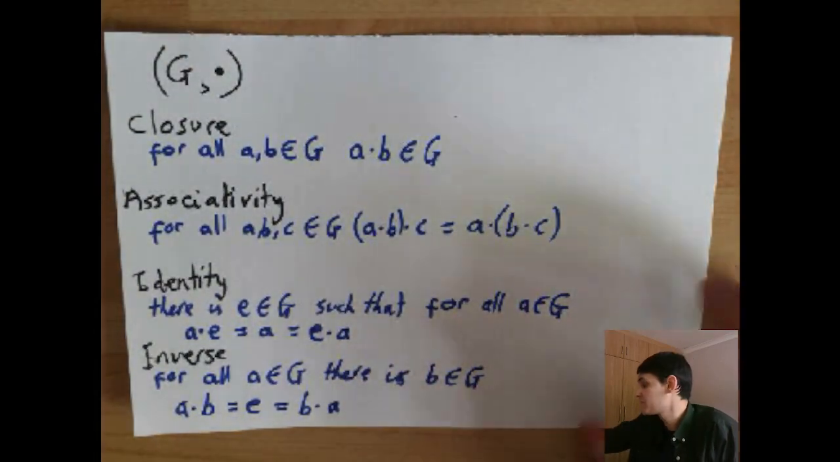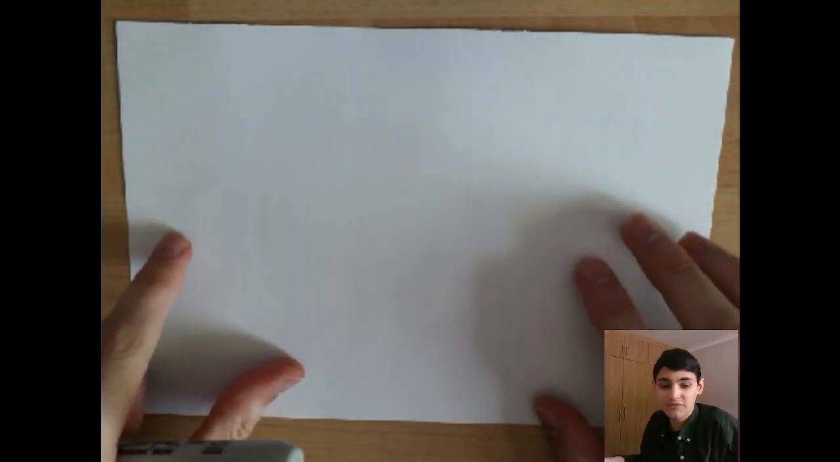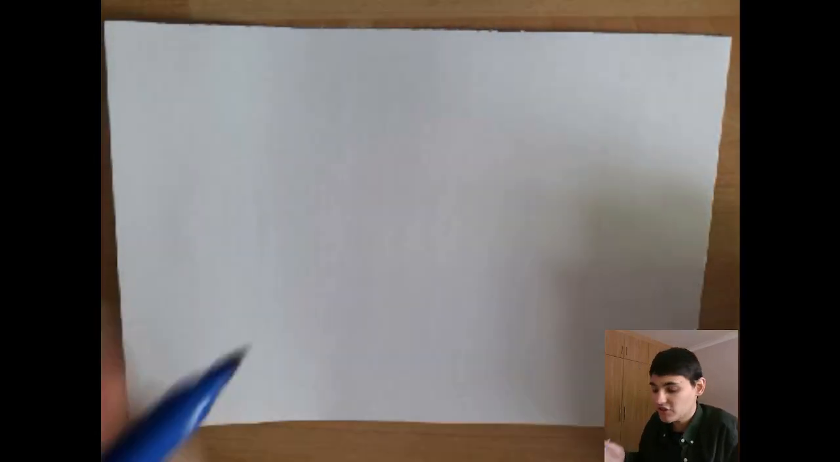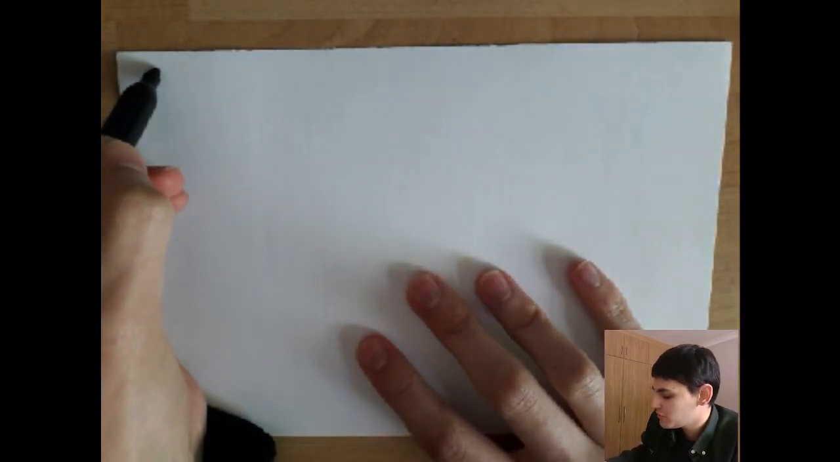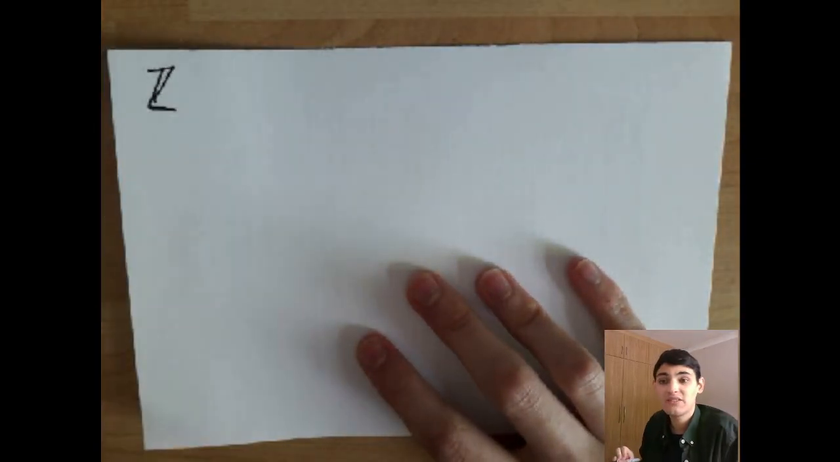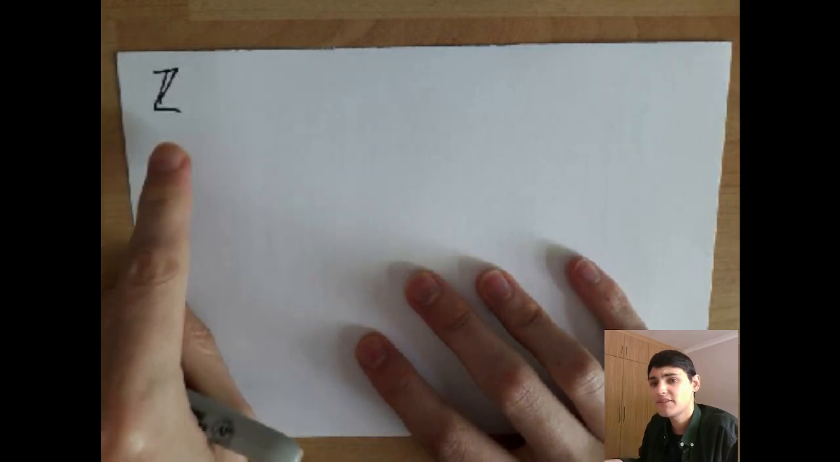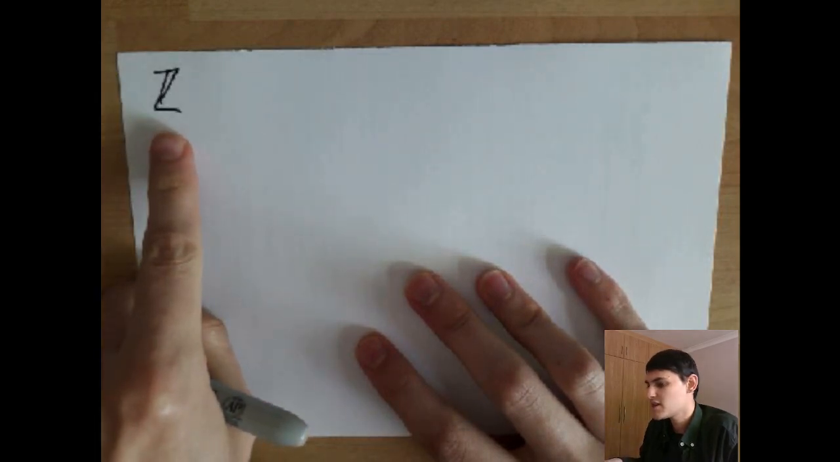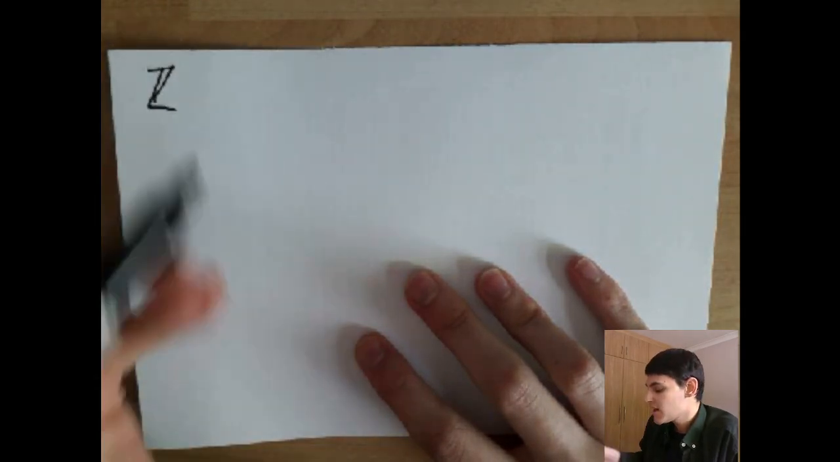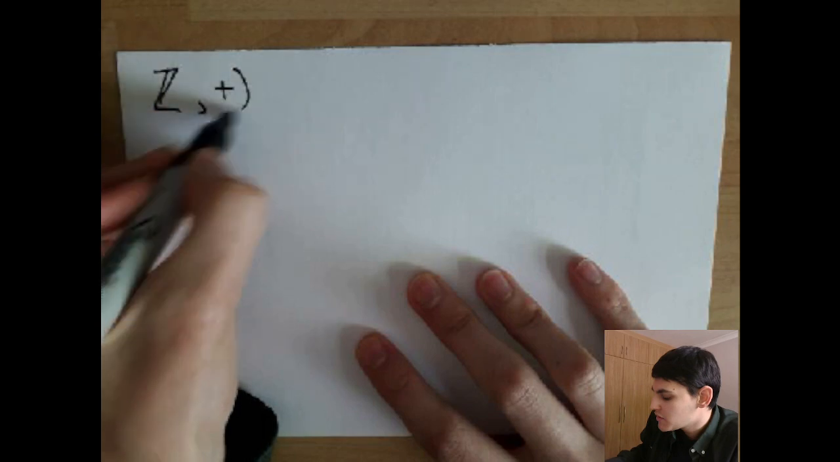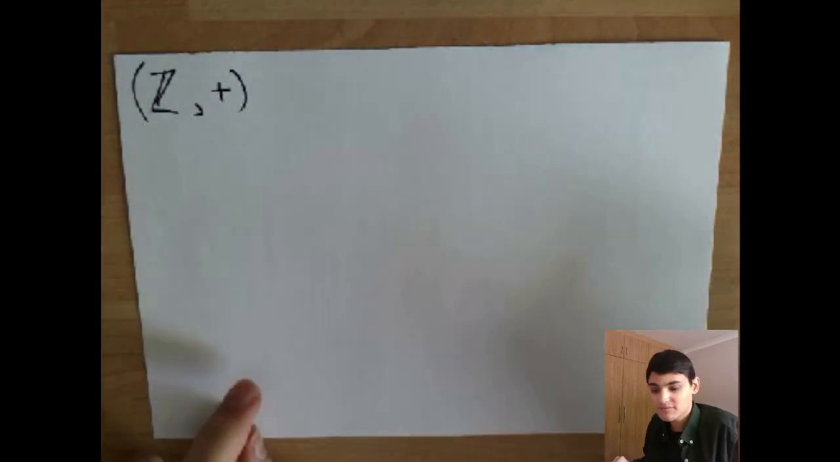So let's do that. The first example I would like to cover is the integers, which we label with a fancy Z. I believe this Z comes from the German Zahlen, which means number. And we're going to pair that with addition.